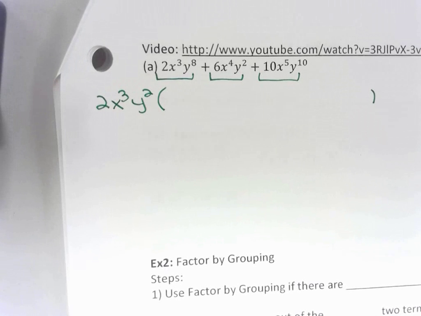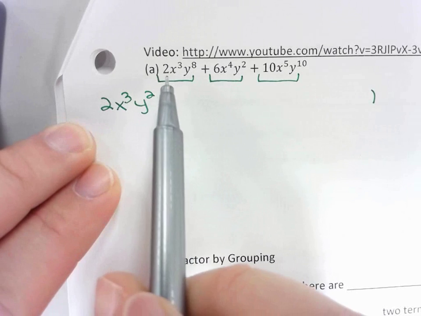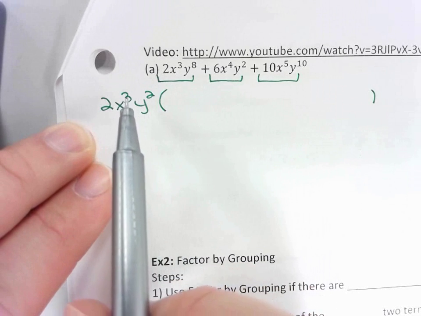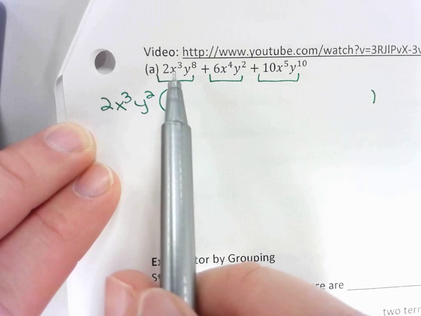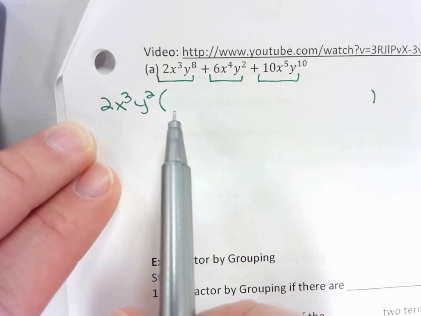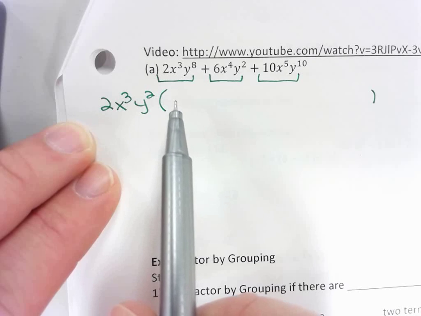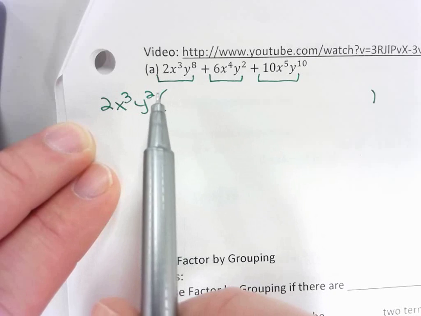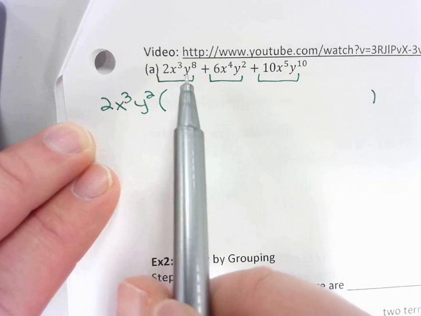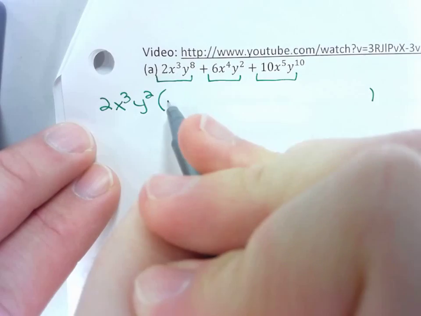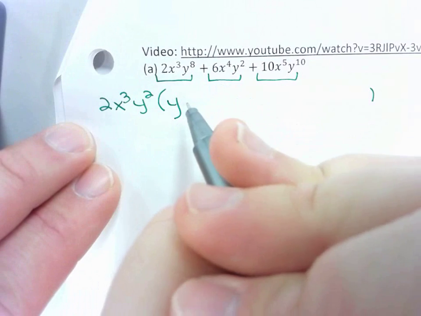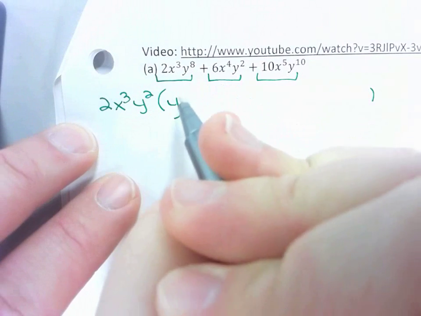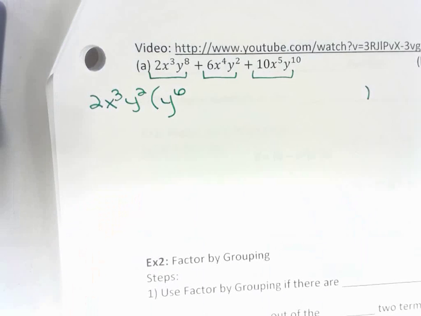Okay, now we're going to think like reverse distributing and see what I have left. 2 times what gives me 2? 1. X cubed times what gives me x cubed? If I put an x there, what would I get back? X to the 4th. So I don't put any x there. Y squared times what will give me y to the 8th? I'm multiplying, so what do I do with the exponents? 6. Because when you distribute, you multiply, so you add your exponents. So 2 plus what gives me 8? Y to the 6th.